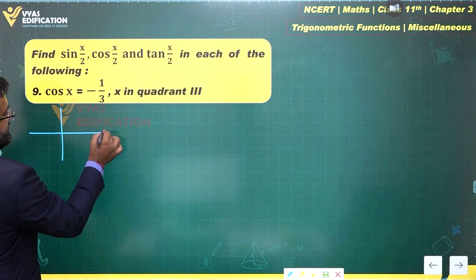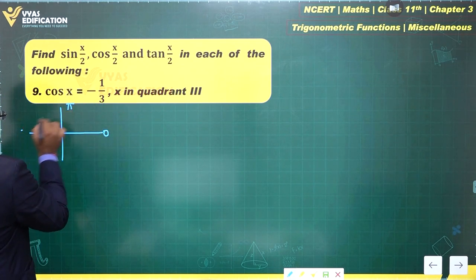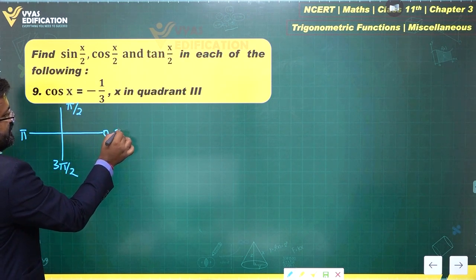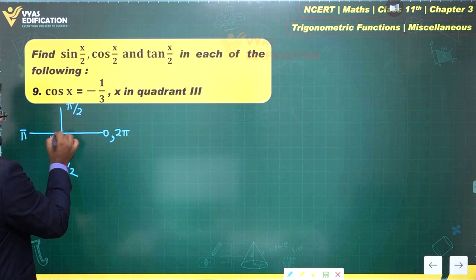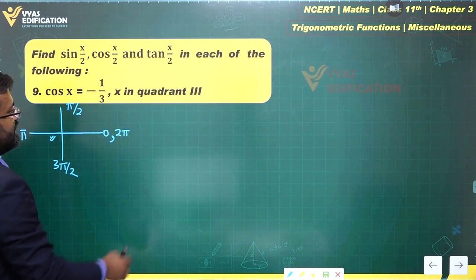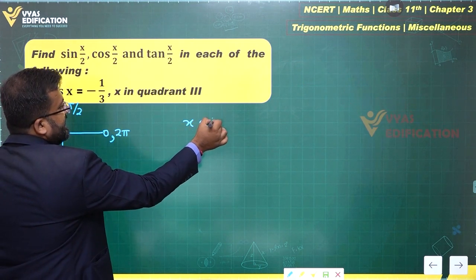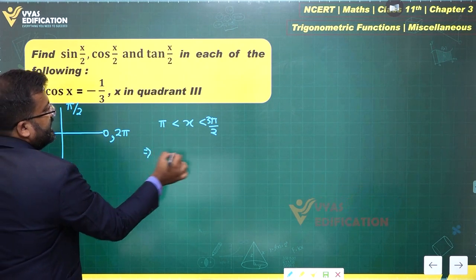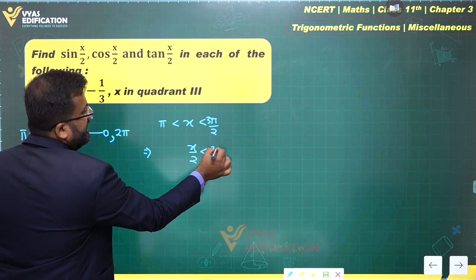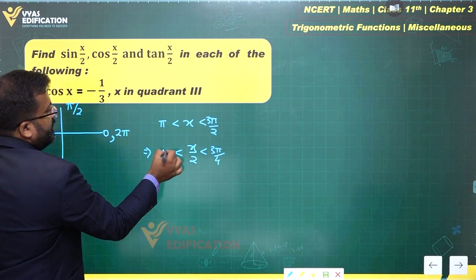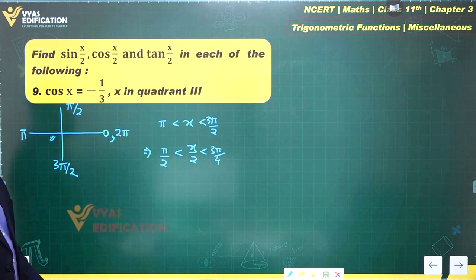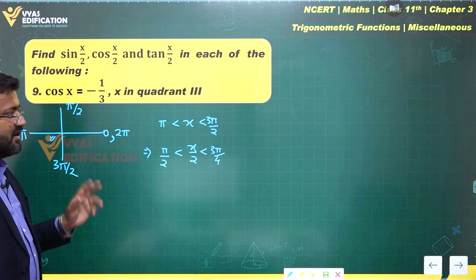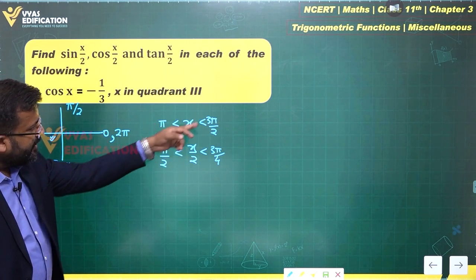Now third quadrant implies this is 0, this is pi by 2, this is pi, this is 3 pi by 2, and this again is 2 pi. So in the third quadrant, this is what we are talking about. It implies x is less than 3 pi by 2 and greater than pi. And this implies that x by 2 will be less than 3 pi by 4 and greater than pi by 2. Observe this carefully. x lies in the third quadrant, pi to 3 pi by 2 is the value of x. In case of x by 2, you get pi by 2 to 3 pi by 4.